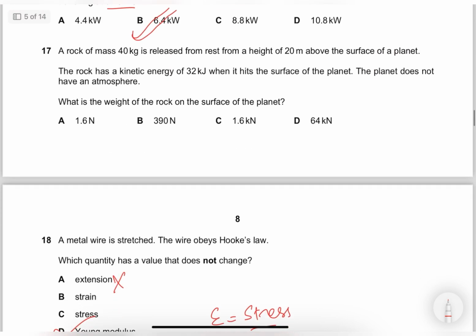The next one. A rock of mass 40 kg is released from a height above the surface of the planet. You know that change in potential energy equals change in kinetic energy. So kinetic energy is being given to us, that is 32,000 joules, and potential energy is mgh. Can I write W instead of mg? So it would be Wh.